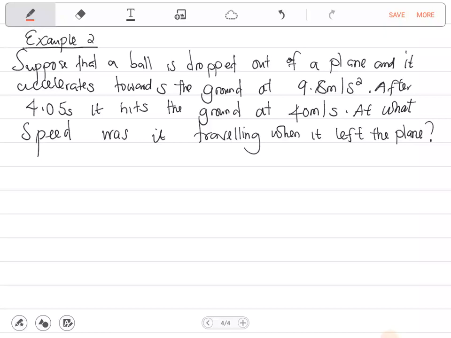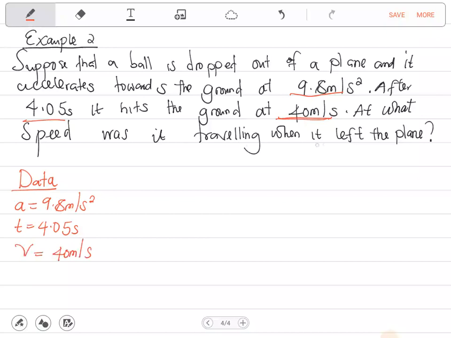Now, as usual, data, very important. We have acceleration, 9.8 meters per second squared. What else do we have? We have got time here. So time is 4.05 seconds. What else do we have? Speed, which is now, look, after this it hit the ground, that means it has now gone to rest. So that is a final. So this is a final velocity. So we have this 40 meters per second. At what speed was it traveling when it left? So when it left, that was initial. We don't have it. We know the equation of motion to use.